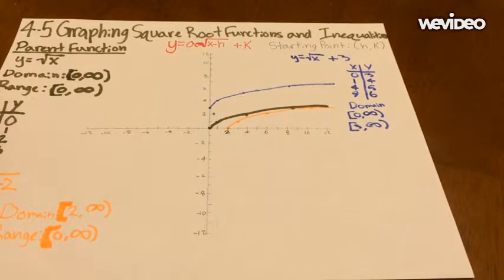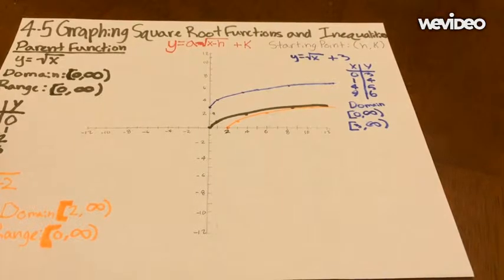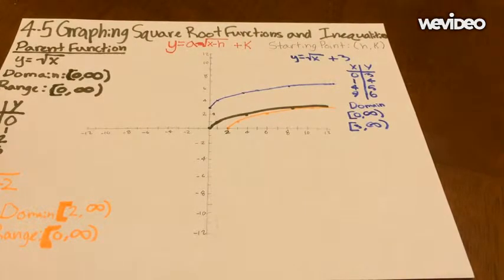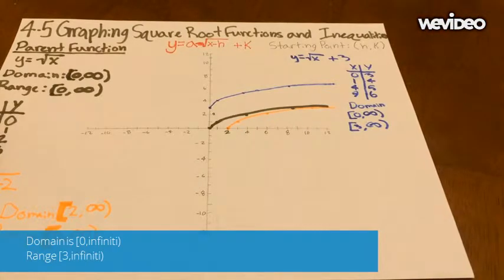And so this time, since our a and our h are the same, a is 1 and h is 0, our domain is just going to be the regular 0 to positive infinity. However, since we did change the k, our range is going to be different.